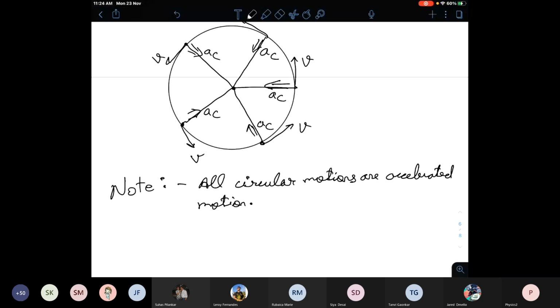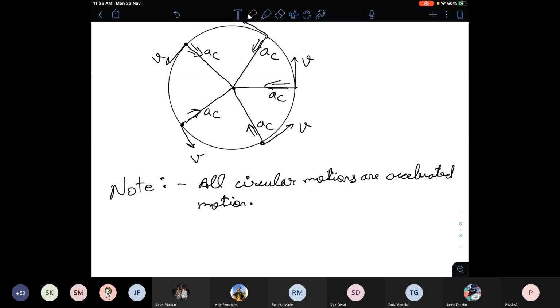So this is a very important point you have to remember. Many students I've seen making mistakes on this single point. NEET has also asked this many times, and they like to ask trick questions so that you get confused on basic points. So this is a very important thing: all circular motions, uniform or non-uniform, are accelerated motions.